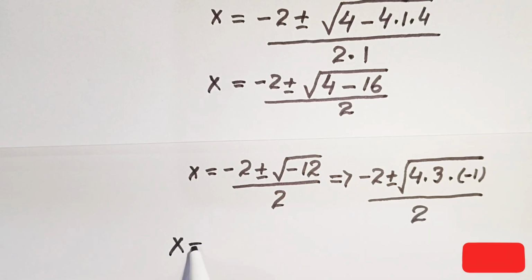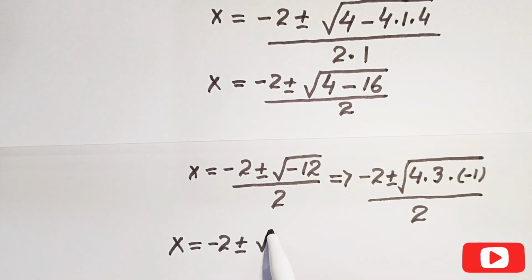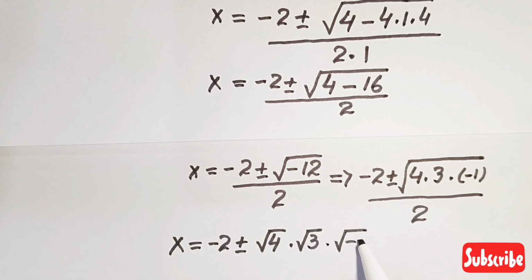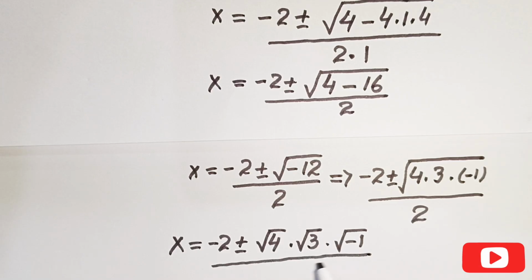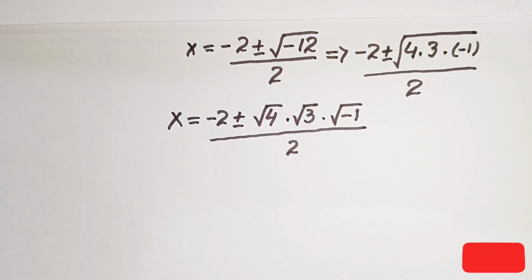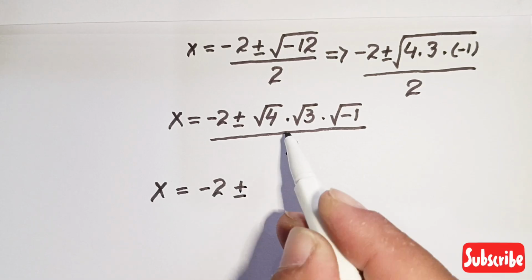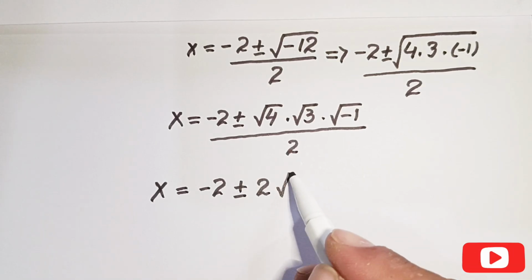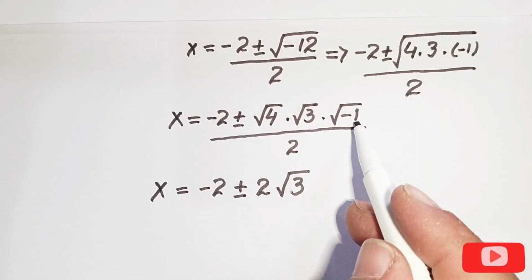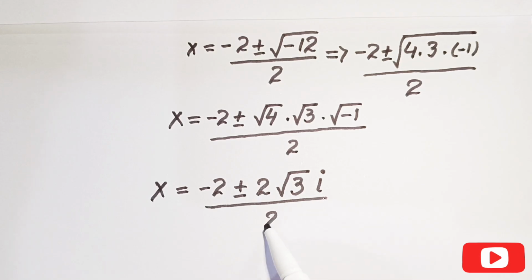Here we get x is equal to minus 2 plus or minus, and we can write all these terms separately: the square root of 4 times the square root of 3 times the square root of minus 1. We have just written under the square root individually all the terms here. So our next step is x is equal to minus 2 plus or minus the square root of 4, which is 2, times the square root of 3, and we know that the square root of minus 1 is equal to i, which is iota, all over 2.